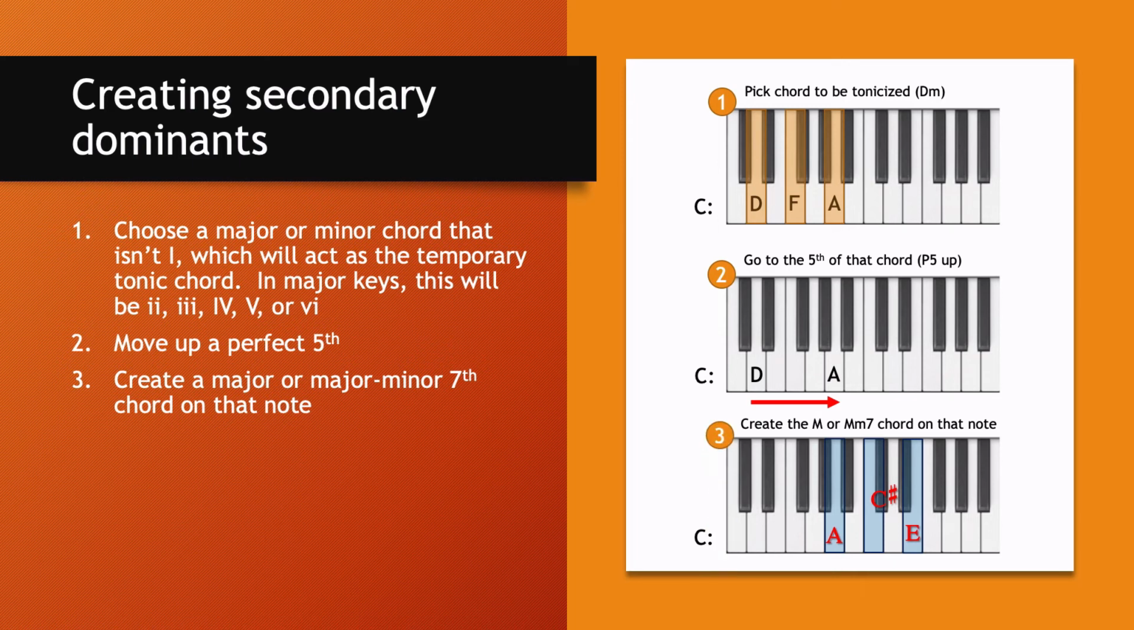Next, on the 5th of that chord, build a major or major minor 7 chord. In this case, I did A, C sharp, E, or a major A chord. That A, C sharp, E chord is going to resolve then to my tonicized chord. It's going to resolve to my D, F, A chord. You can do this to any of the chords in the key that are major or minor. So again, in the case of the major key, you could do it to a 3 chord, 4 chord, 5 chord, or 6 chord as well.